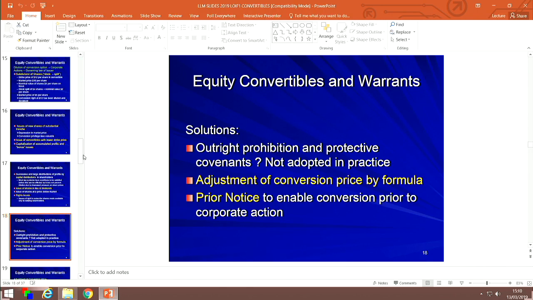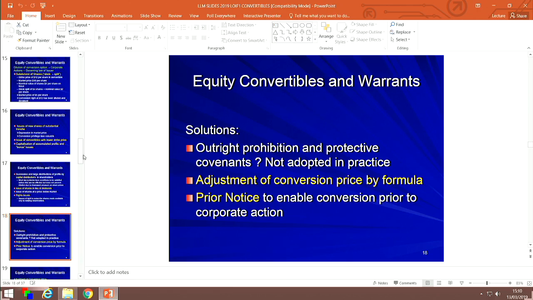The second, the more obvious one, was to provide for an adjustment of the strike price in the convertible, which would take into account the corporate actions which are about to occur, and try to put the bondholder in exactly the same economic position as if the corporate action had not occurred. And I think that's the solution which is usually adopted in most convertible bonds. It's the most obvious, easiest way of doing it.